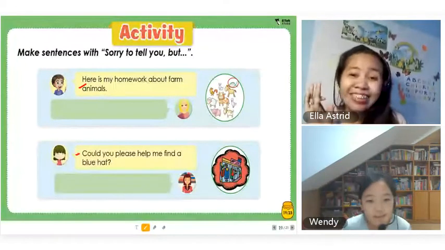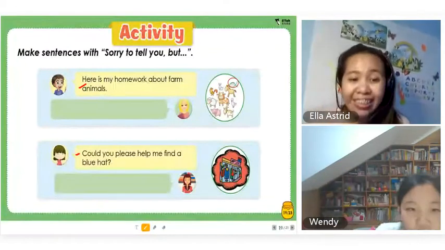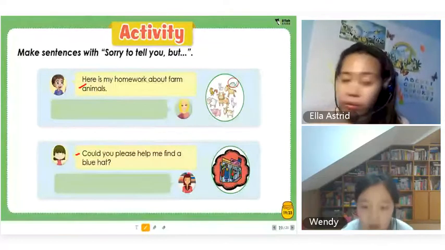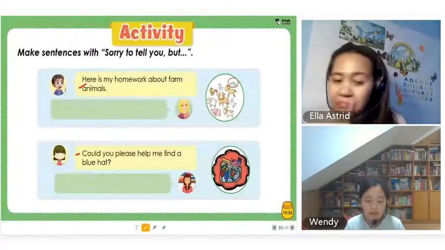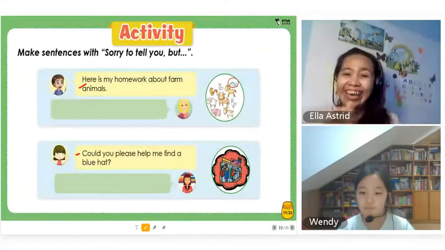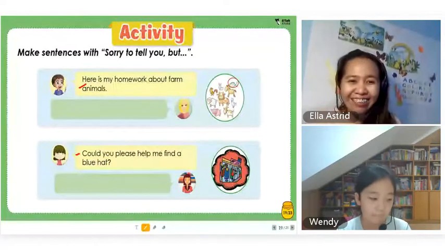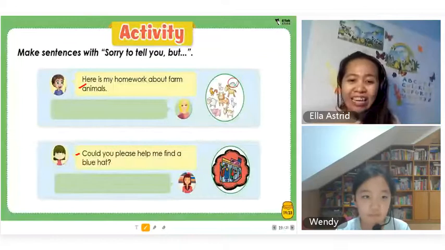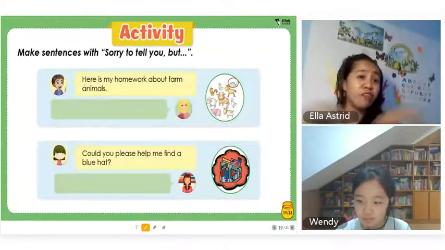Could you please help me find the blue hat? Sorry to tell you, but there are no blue hats in the shop. Okay. That's correct. Wonderful, Wendy. You really got it. Okay. Now, Wendy, let's have another page.